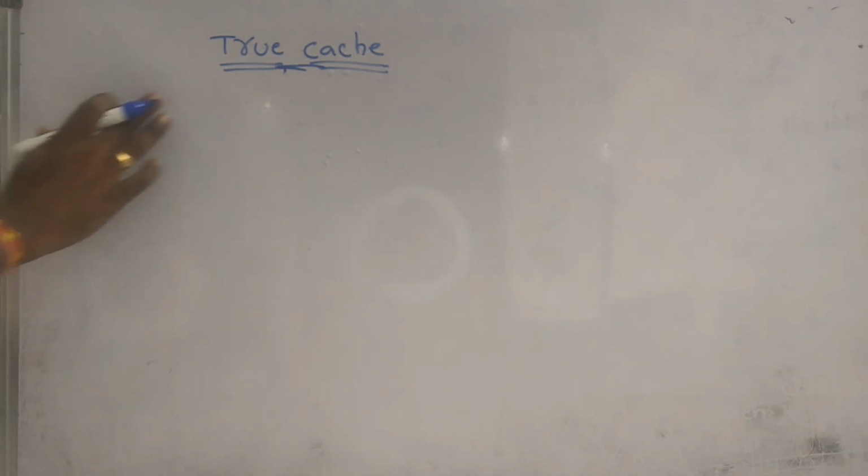Hello everyone. The topic for this session is TrueCache. TrueCache is a new feature with Oracle 23ai database. So what is TrueCache? TrueCache is a memory cache.